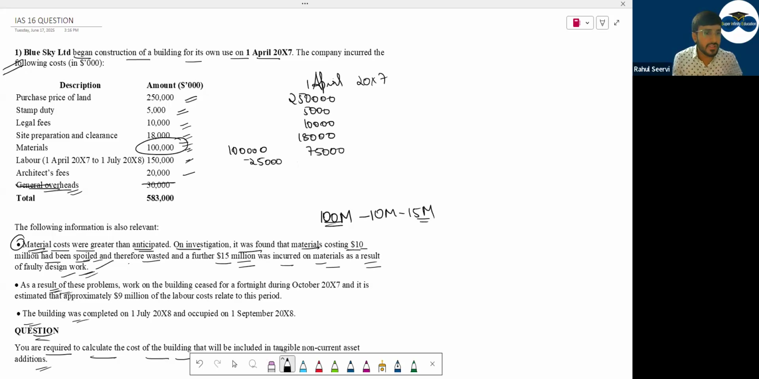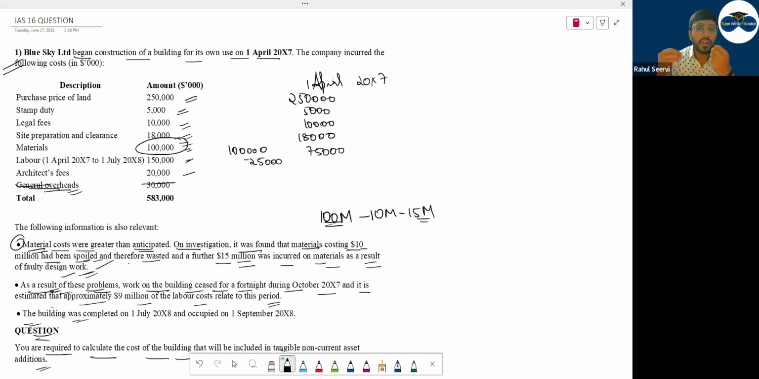Next one. As a result of these problems, work on the building ceased for a fortnight during October 2007, and it is estimated that approximately 9 million of the labor cost related to this period. They are saying that because of this reason it was spoiled. No, the construction was stopped. The construction was stopped for what period?